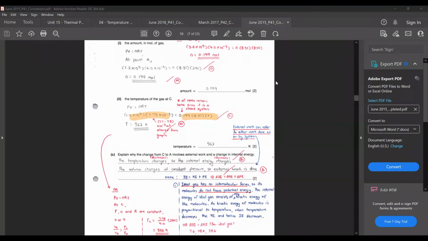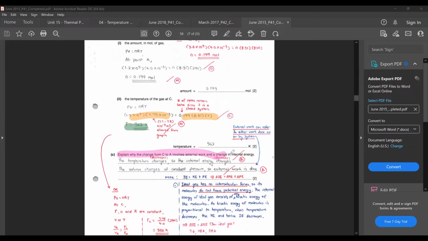Eventually, you'll be able to find out what T is. T is actually 562 Kelvin. Okay, right? So this one is okay. Now, C is the one that's directly related to what you just learned.